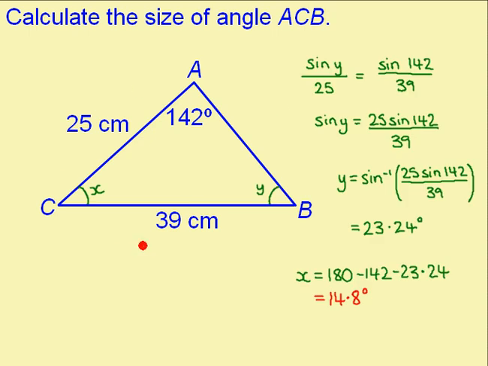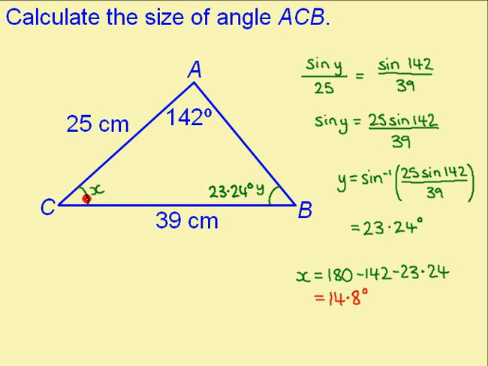The first thing you should have noticed in this question is that you've got a pair of opposites here, so you know you're going to be using the sine rule. We're looking for the angle ACB, so I've labelled that as X. If I look at the diagram, I haven't got the side opposite that, but I have got this side, which is opposite this angle, which I've called Y. So I used the sine rule to find the angle Y first of all, and I got the answer 23.24 degrees. So I know that this angle here is 23.24 degrees.